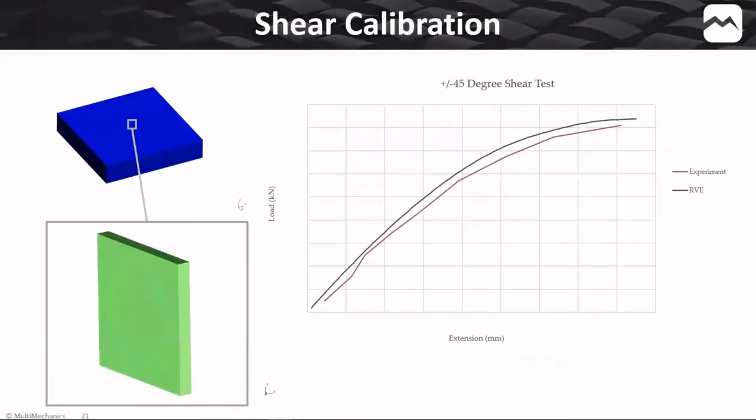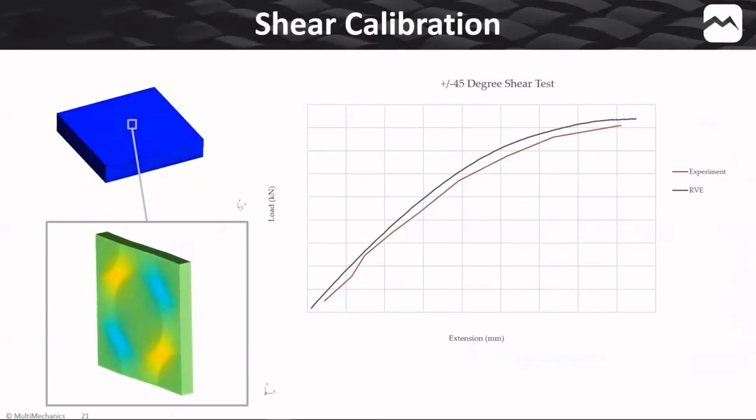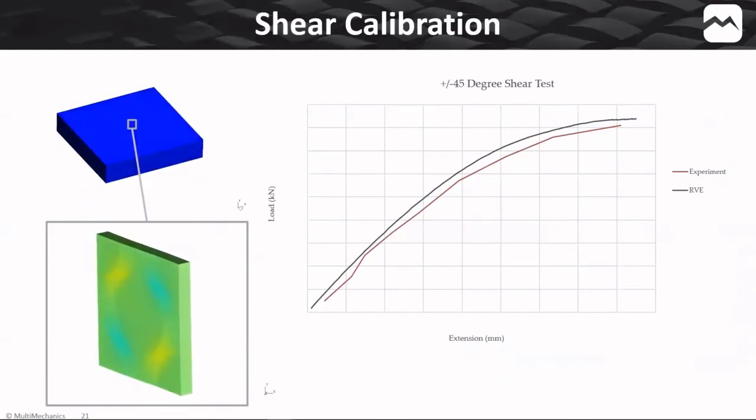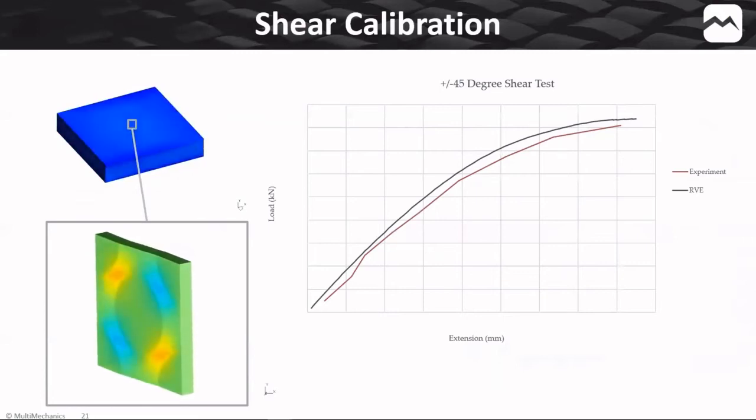Also, we have some shear calibrations that help you look into the in-plane shear that's seen within the coupon. So in this multi-scale simulation, you have a plus minus 45-degree shear test, and you start seeing the damage and strain occur in the matrix in between the fibers. And a lot of times you have a curve here, and you can make an RVE to fit this curve.